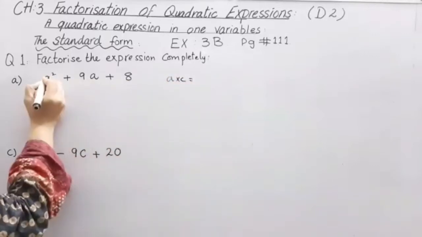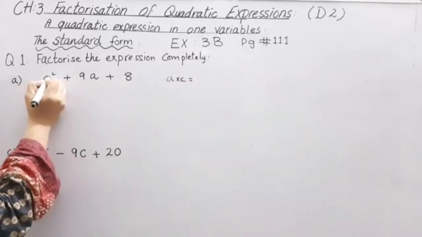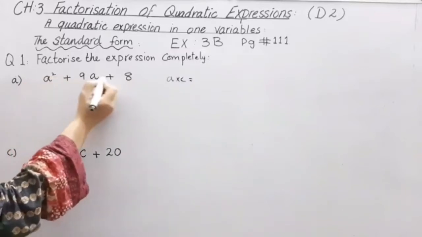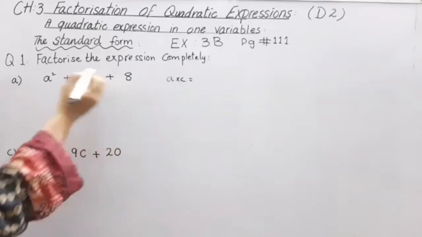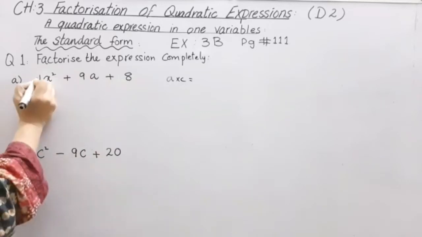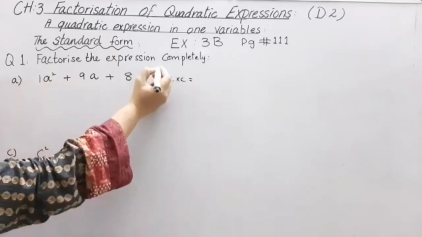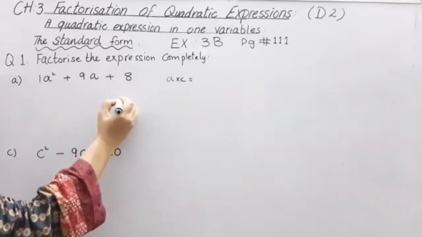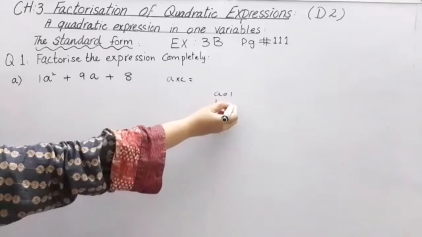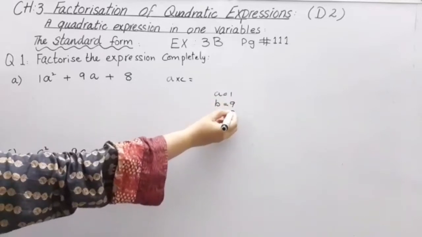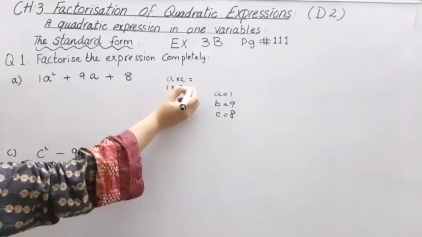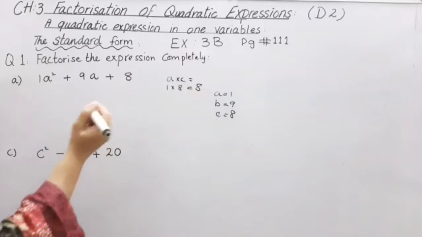And now we work with a into c. First, what is a? This a is now your x basically: x squared, x, and constant. Now what is here? 1 is always here. So first we write them on the side: a is 1, b is 9, c is 8. Now a into c is 1 into 8, which is equal to 8. Now we make the factors of 8.